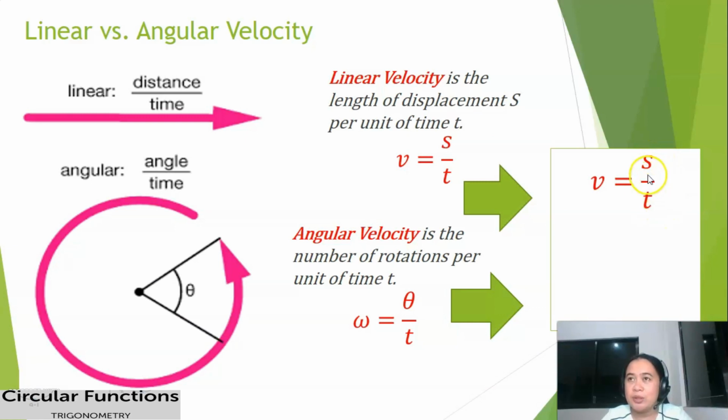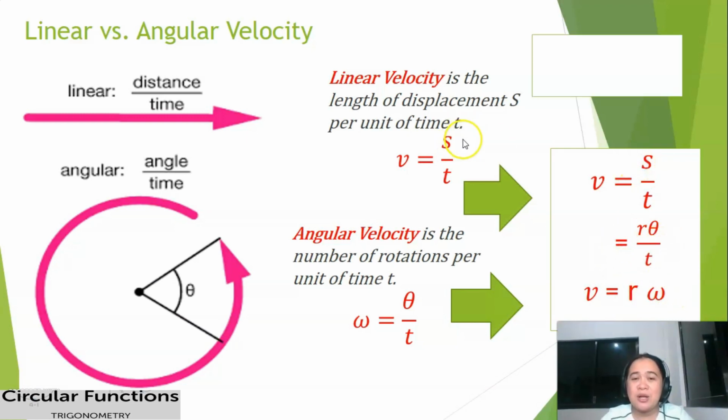And take note, when you talk about arc length, it is equal to r theta, or radius times the angle theta. So S is just the same with r theta over time. And take note, angular velocity is theta over time. So with this, linear velocity could be r, or radius, times the angular velocity. That's how you are going to do it.